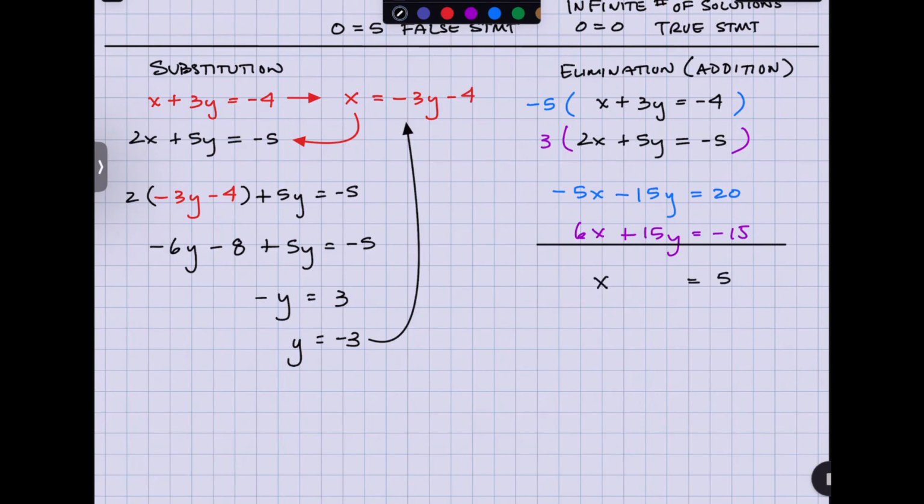Same thing, you can take that x, put it back into one of the equations, and solve for y. My favorite is to do a double elimination. Since we just eliminated y, go back and eliminate x and solve for y. That's my favorite myself. With substitution, you can't do double substitution, but you can do double elimination.